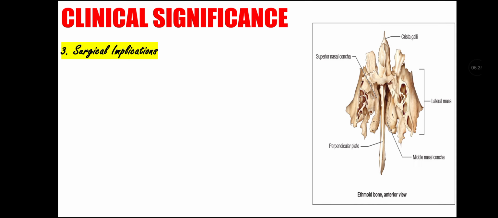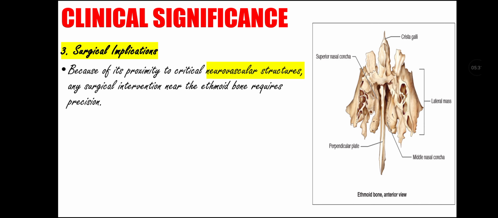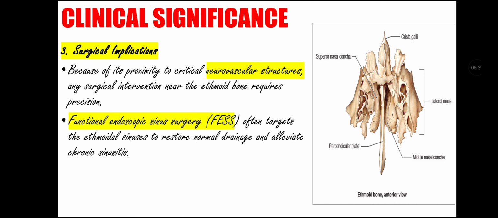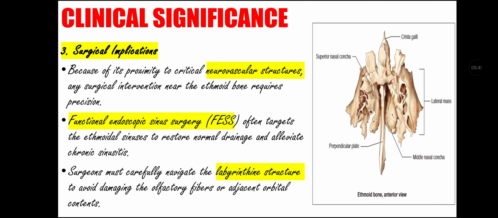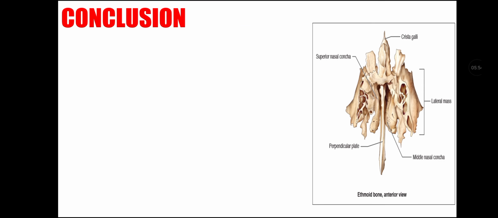Further talking about clinical significance, there are surgical implications that are important in the anatomy of ethmoid bone, and it is because of its proximity to critical neurovascular structures. Any surgical intervention near the ethmoid bone requires precision. Functional endoscopic sinus surgery often targets ethmoidal sinus to restore normal drainage and alleviate chronic sinusitis. Surgeons must carefully navigate the labyrinthine structures to avoid damaging the olfactory fibers and adjacent structures.